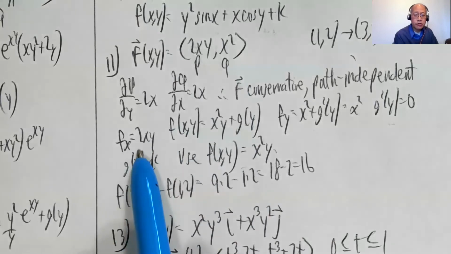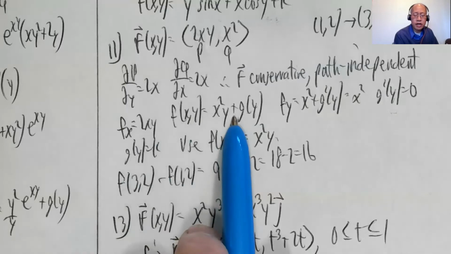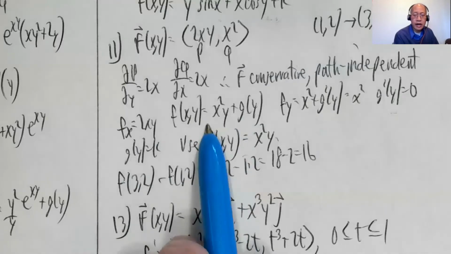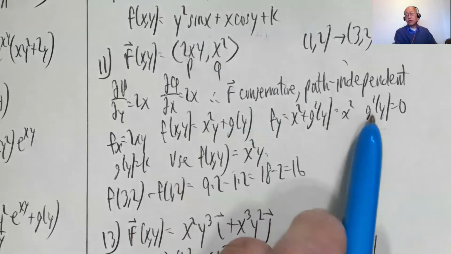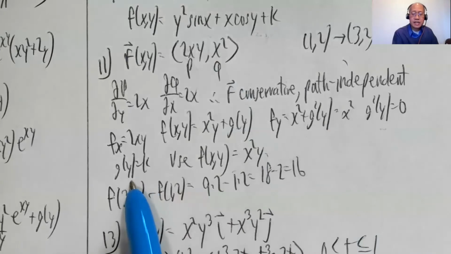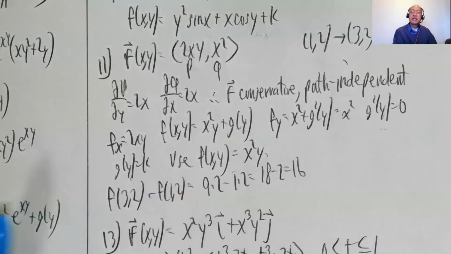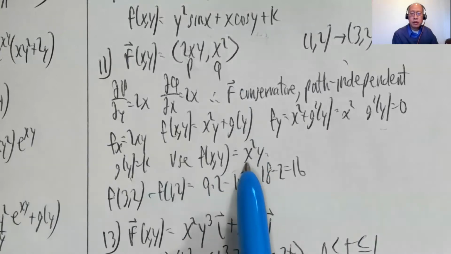So Fx is 2xy. Integrate with respect to x, that's x squared y plus g of y. Differentiate with respect to y, x squared plus g prime of y. Set it equal to x squared. Once again, that means g prime of y is 0, so g of y is k. Since I can let k be any real number, just like in Calc 1 and Calc 2, what's the easiest k to pick? 0. So use f of x, y is x squared y.